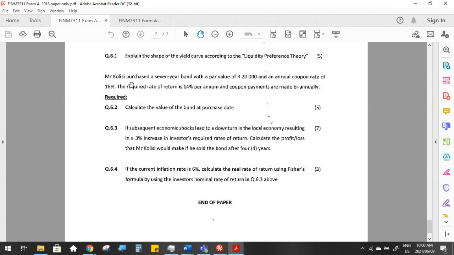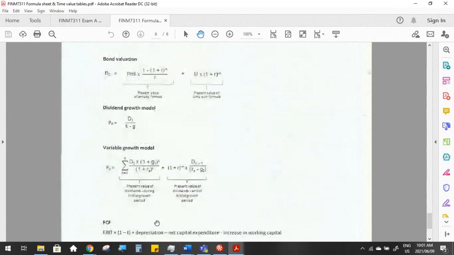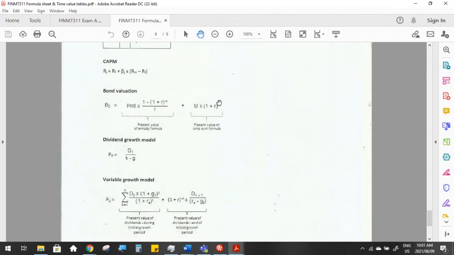Then the second part of the paper is Mr. Khaleesi purchased a 7-year bond with a par value of 20,000. And so this is also your learning unit 4. And an annual coupon rate of 16%. Required rate of return is 14% per annum for Mr. Khaleesi's investments. And coupon payments are made biannually, okay, which means twice a year. Calculate the value of the bond on purchase date. So you've got your bond valuation formula right here on your formula sheet. And you can use that formula.